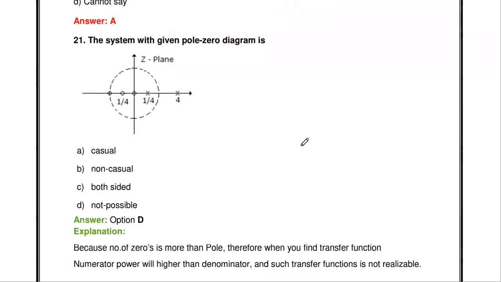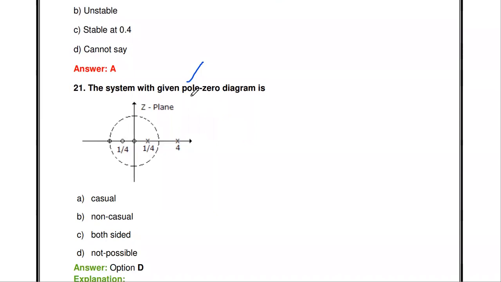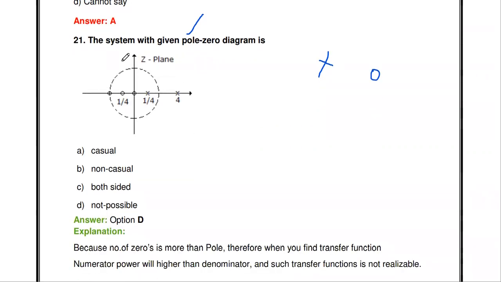Then the next question: the system with the given pole-zero diagram is this one. What are poles and zeros? The roots of the denominator polynomial are called poles. Similarly, the roots of the numerator polynomial are called zeros. In the z-plane, poles are marked by a cross symbol and zeros by a small circle. So here you see the poles and zeros marked. This is a pole, this one is a pole; these are the two poles given.